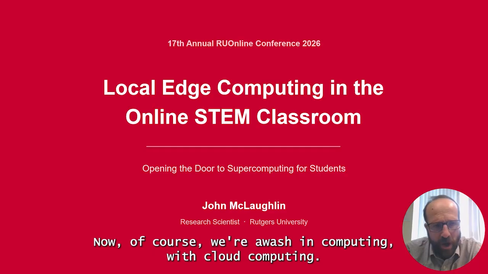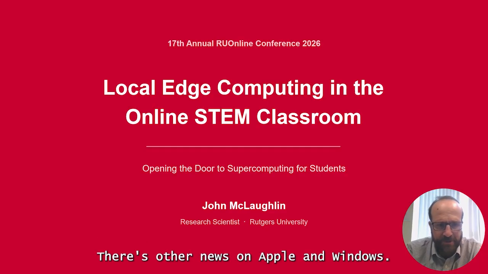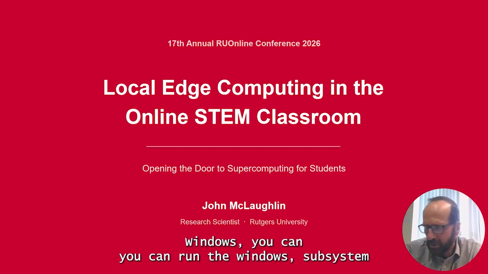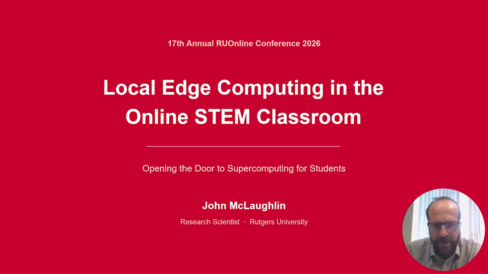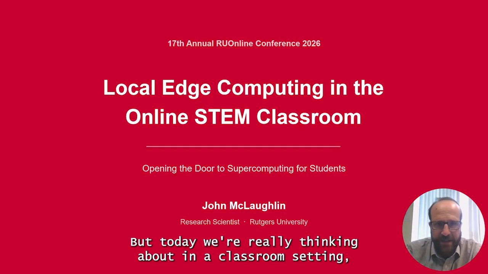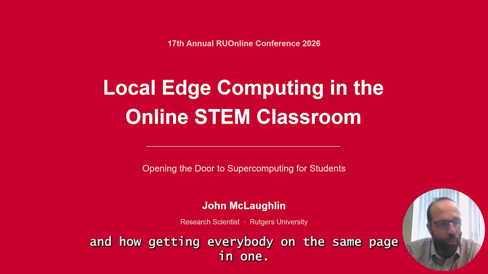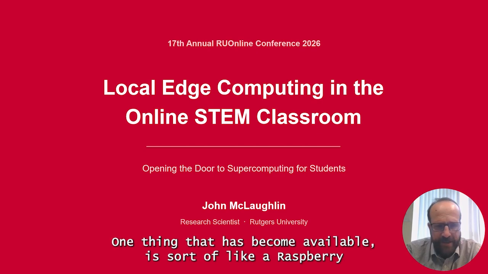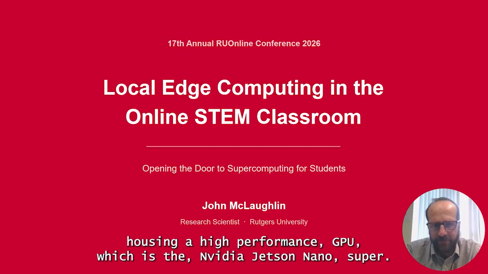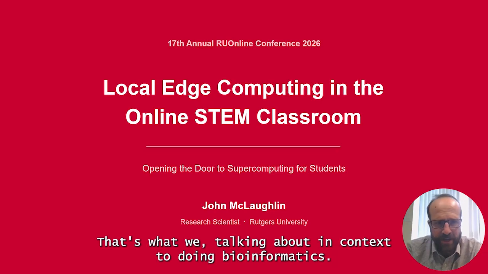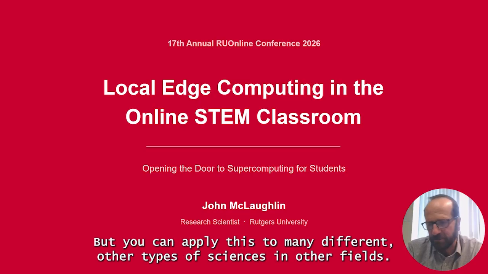Now, of course, we're awash in computing with cloud computing. There are avenues on Apple and Windows systems to running Linux. For example, on Windows, you can run the Windows Subsystem for Linux and install Linux separately and run it from there. But today we're really thinking about a classroom setting and how to get everybody on the same page. One thing that has become available is a unit about the size of a Raspberry Pi, but housing a high performance GPU, which is the NVIDIA Jetson Nano Super. That's what we're talking about in the context of doing bioinformatics, but you could apply this to many other types of sciences and other fields.